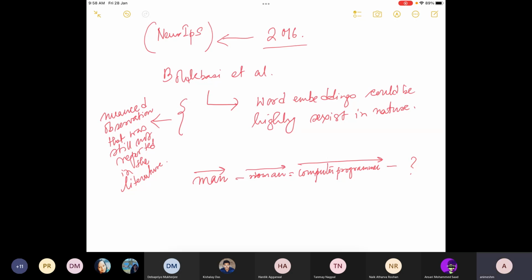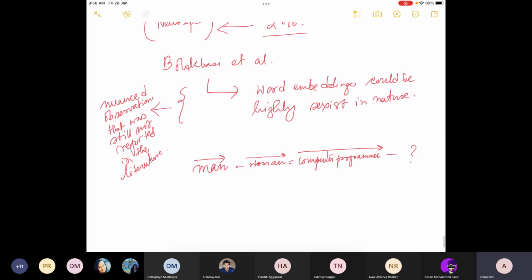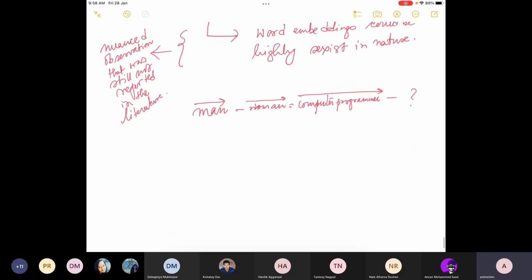Computer programmer as well. Okay, computer programmer as well. Very good. Computer programmer as well. Because this profession does not have anything as such which is connected to gender. It is not modified by any gender properties. So therefore, this result should also be computer programmer. Okay, ideally.